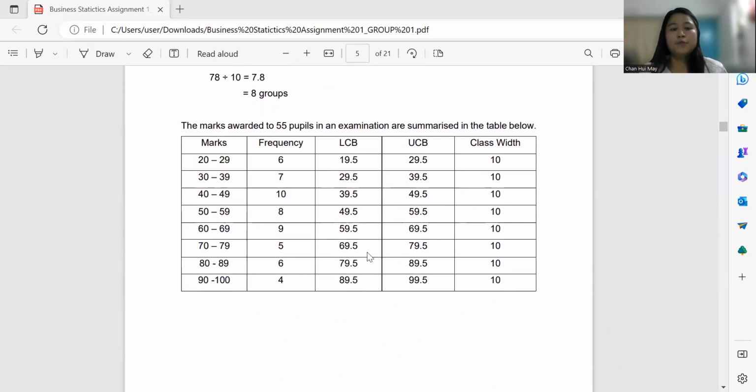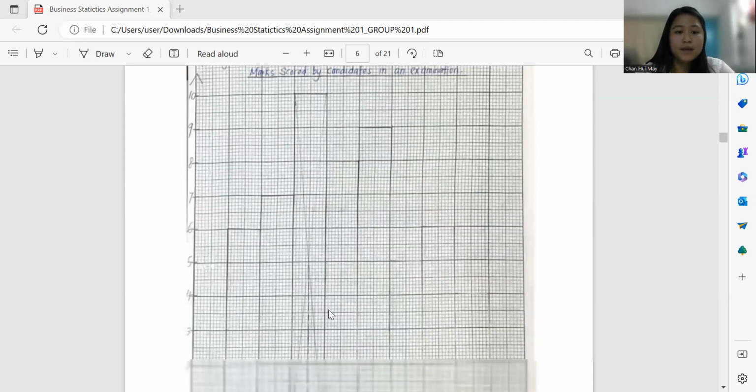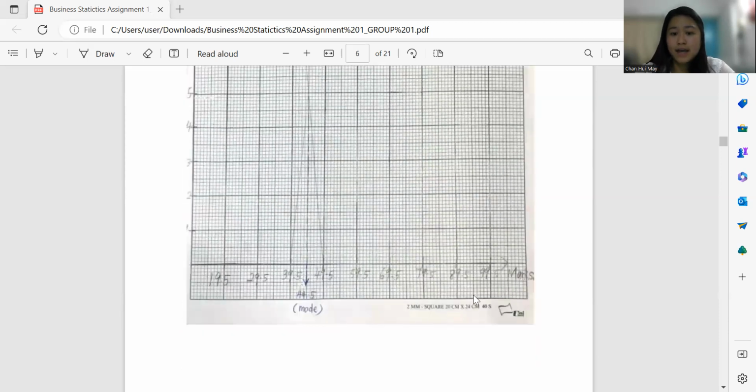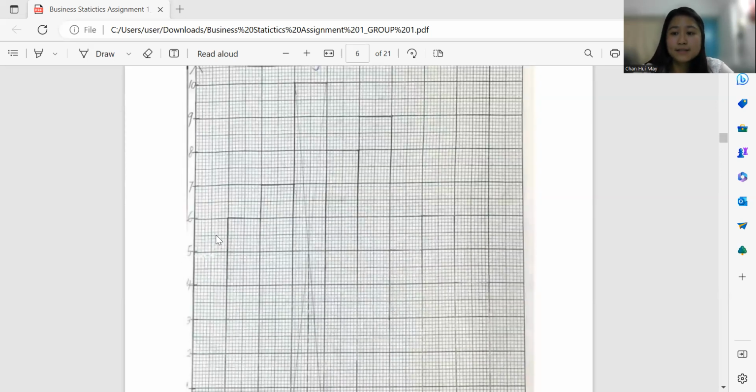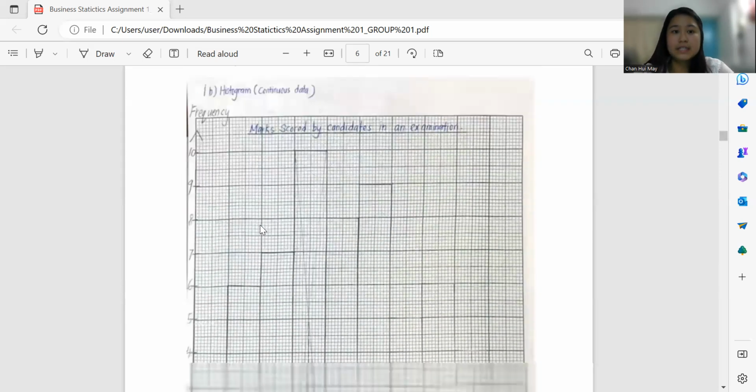Next, we will draw a histogram. But before we draw a histogram, we need to find every class's lower class boundary and upper class boundary. This is because for the histogram, for the x-axis, we need to have class boundary, and for the y-axis, we need to have frequency.